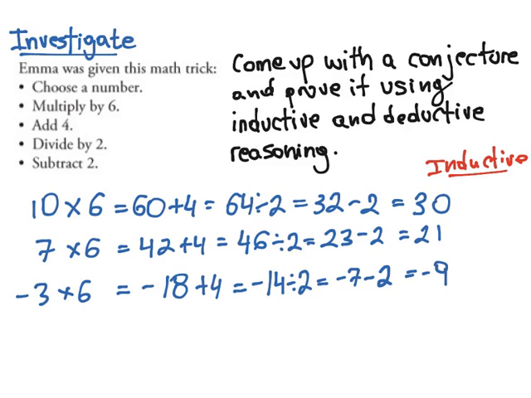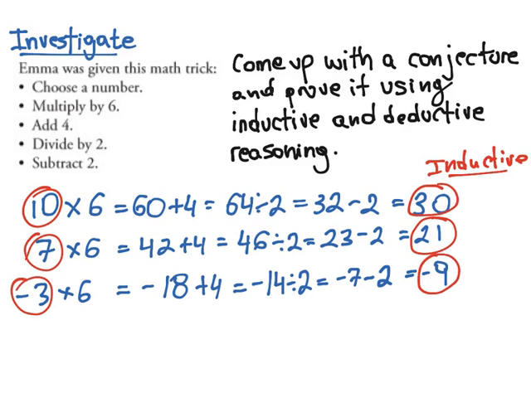So let's find the relationship between the 10 and the 30, as well as 7 and 21, and negative 3 and negative 9. Notice that if we multiply our original number by 3, 10 times 3 is 30. And then we'll do the same thing with 7 times 3 is 21. And negative 3 times 3 is negative 9. So whatever number we choose, as long as we multiply by 3, will be the same result as with this math trick. Now, inductive reasoning tells us that it only works for these 3 specific cases, but it doesn't tell us it works for all the cases. So how about we try to use deductive reasoning to find out that it works for all numbers, all cases.